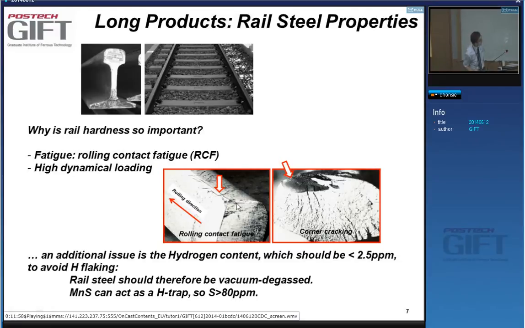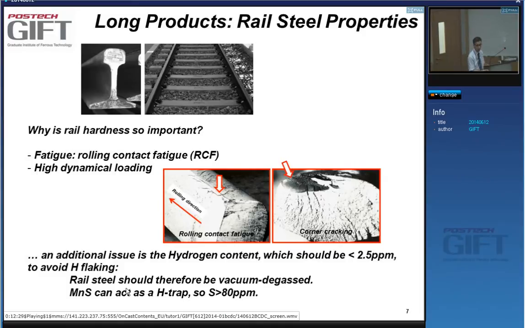There is also an issue with hydrogen content, which should be very low to avoid hydrogen flaking. So, in order to get these extremely low hydrogen contents, modern rails are usually vacuum degassed, and also have extremely low sulfur contents, because of this requirement for rolling fatigue resistance.